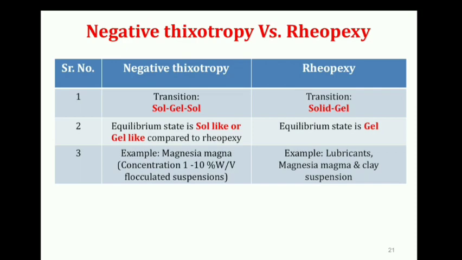And finally, the examples. The example of negative thixotropy is magnesia magma, at a concentration of 1 to 10% weight by volume, as a flocculated suspension. While in the case of rheopexy, examples are lubricants, and magnesia magma and clay suspension. I hope this clears all the concepts regarding thixotropy: the definition, the meaning, the mechanism, the measurement, then what is meant by bulge and spur, then antithixotropy or negative thixotropy, and lastly rheopexy. Very little information is available regarding rheopexy, so I covered it from the book by Martin, and a few pieces of information from standard reputed journals. I hope it clears all your concepts.